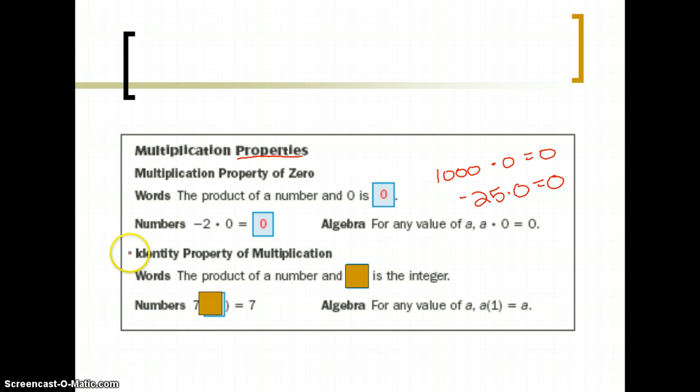The identity property, so this is another property, says the product of a number and 1 is that same integer. So 7 times 1 equals 7. 8 times 1 equals 8. 100 times 1 equals 100. That's the identity property.